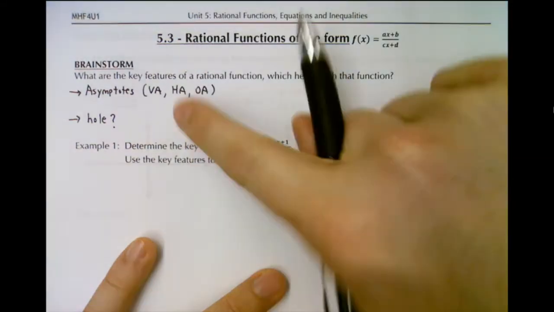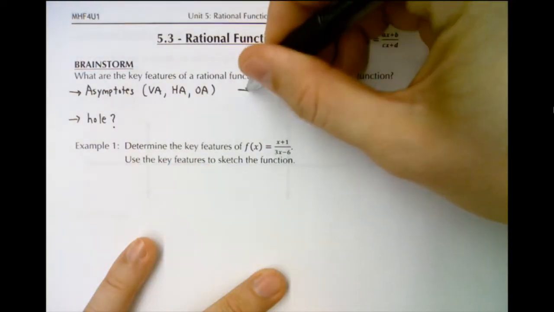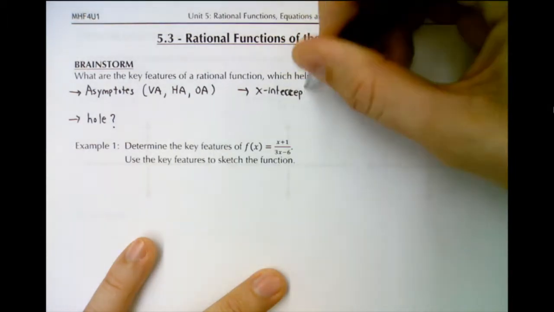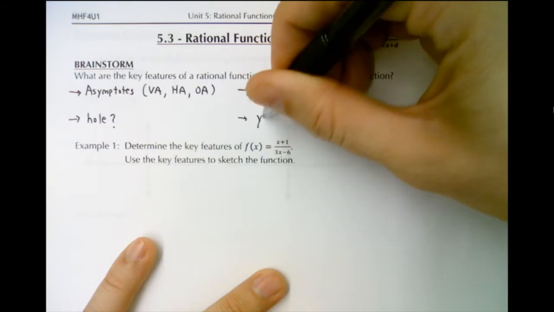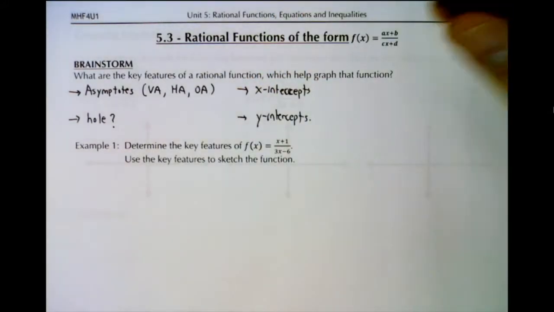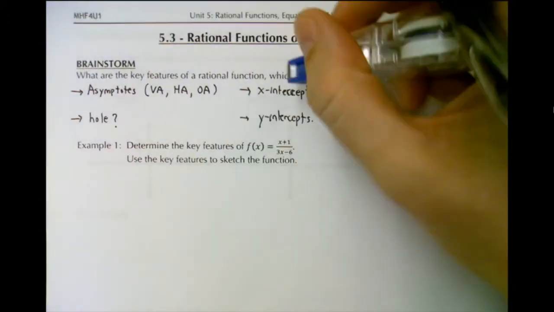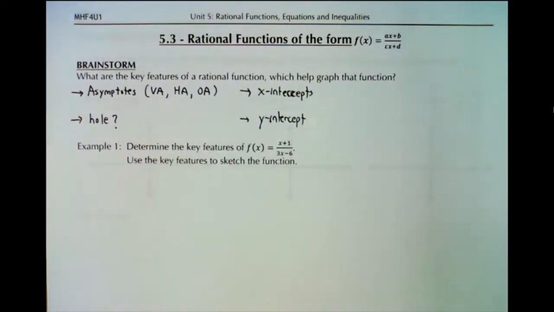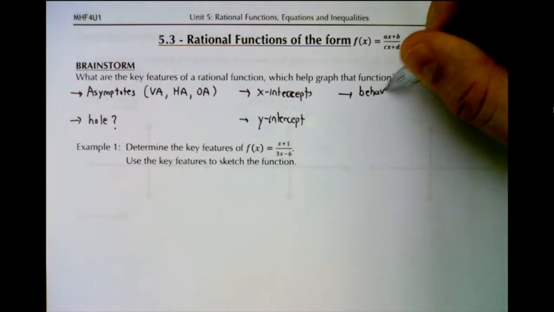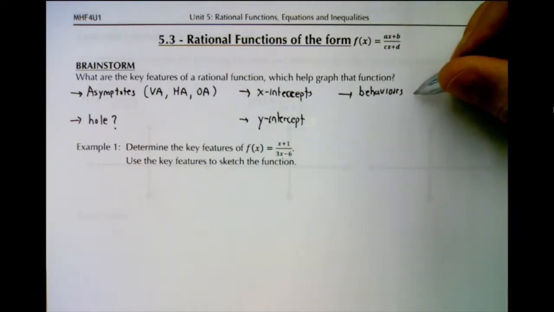Once we've figured out our discontinuities, we need to look for intercepts. Where are the x-intercepts? And what about a y-intercept? Intercept, not intercepts. So asymptotes, holes, x-intercepts, y-intercept. We also need all of our behaviors. Not end behaviors, but behaviors around asymptotes.